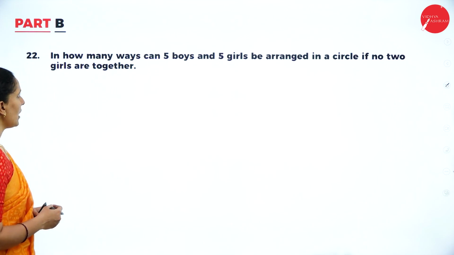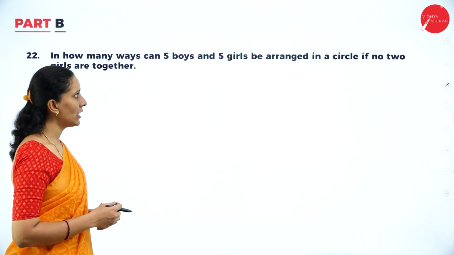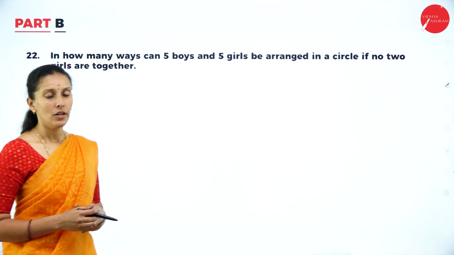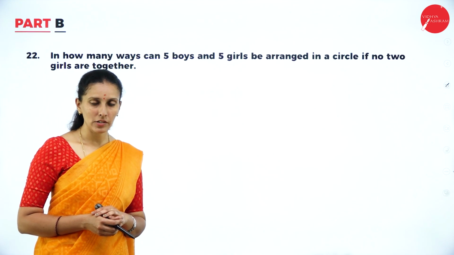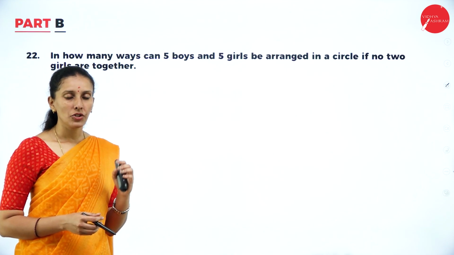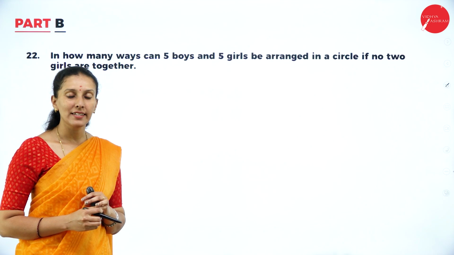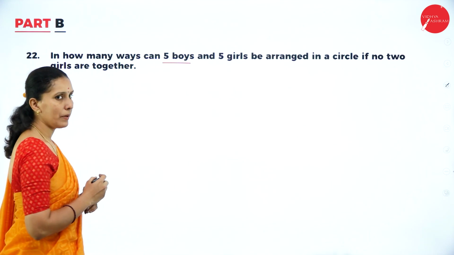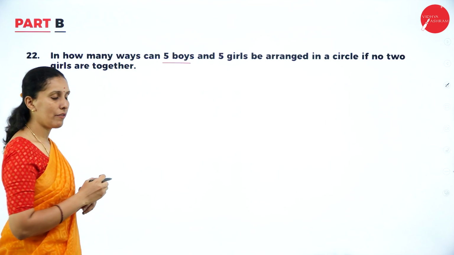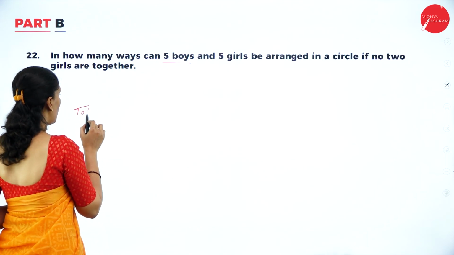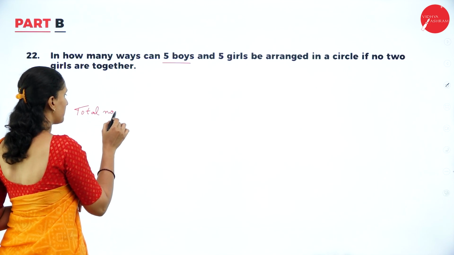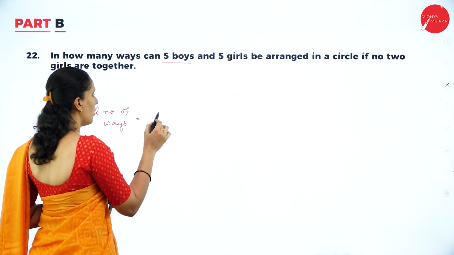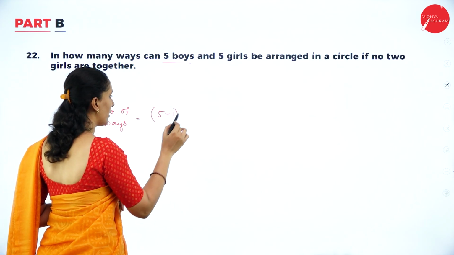Next, in how many ways can 5 boys and 5 girls be arranged in a circle if no 2 girls are together? So let us arrange first 5 boys together. Now, when you are arranging in a circular permutation, it is always n minus 1 factorial. So arranging 5 boys will be in the form of 5 minus 1 factorial. So therefore here total number of ways is 5 minus 1 factorial.